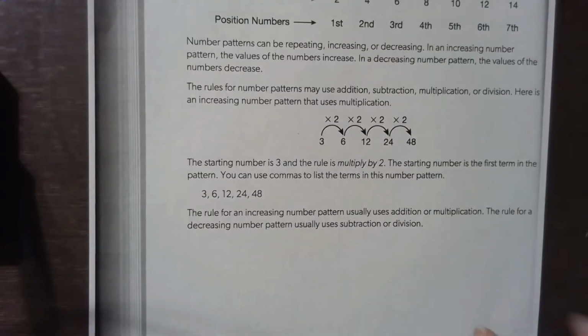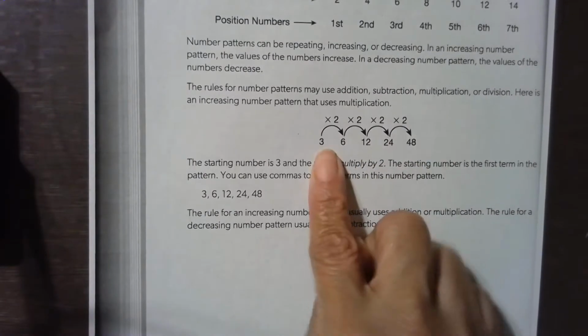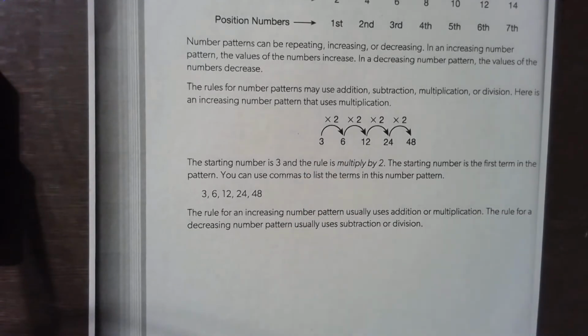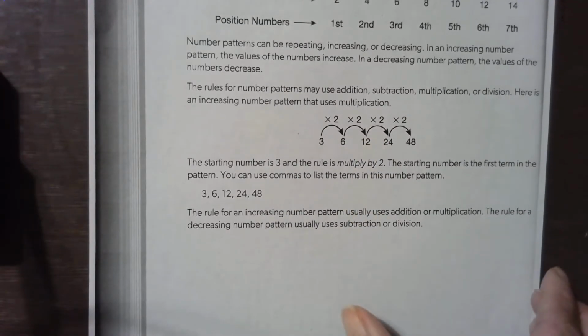Here's another example of a pattern, 3, 6, 12, 24, 48. Each term is being multiplied by 2. It's going up again, so our rule would be times 2.